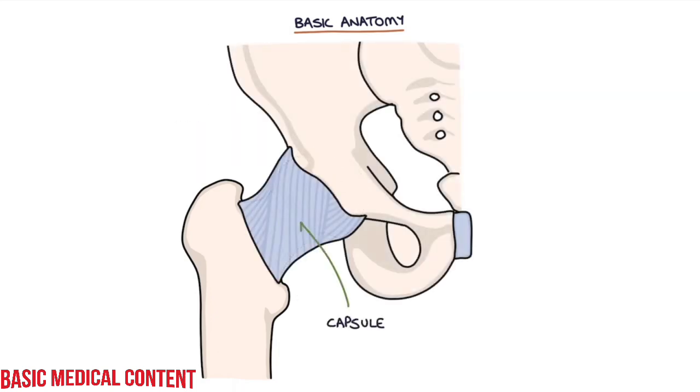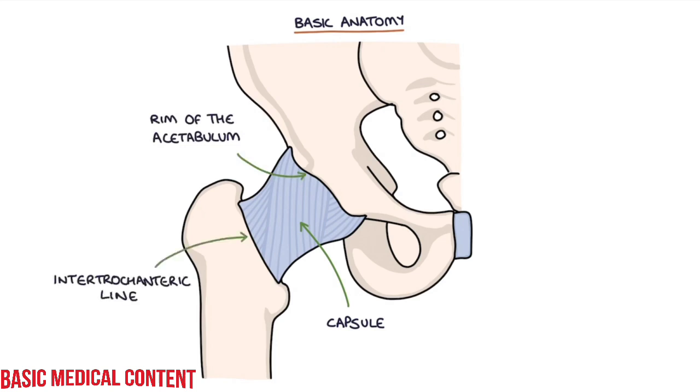The capsule of the joint is a strong fibrous structure. It attaches to the rim of the acetabulum on the pelvis and to the intertrochanteric line on the femur. The capsule surrounds the neck and the head of the femur.